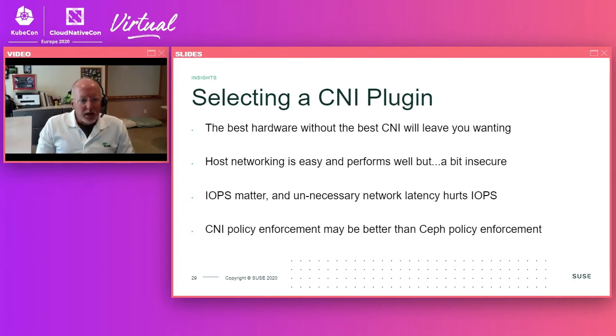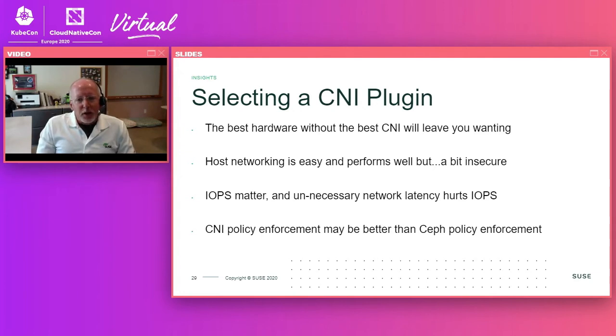Next lesson, host networking is easy. It's a little bit insecure. It performs well. It was really the target that we shot at for all of the tests that we did. So it's an excellent thing to set the stage for where your system is, but it may not be what you want to actually deploy in production. Next, IOPS matter. And this one is one of those obvious statements, but realize that storage people look at IOPS. Unnecessary network latency is going to hurt IOPS. So as a system architect, ensure that you design your architecture to minimize network latency.